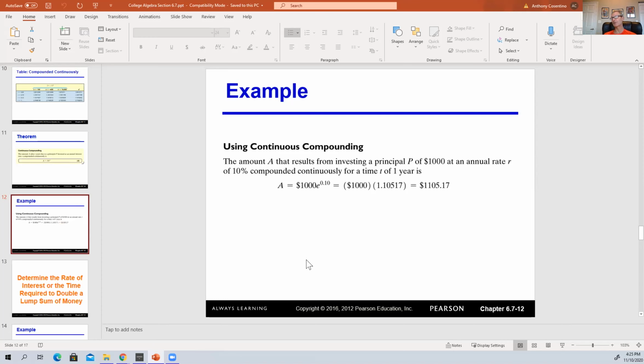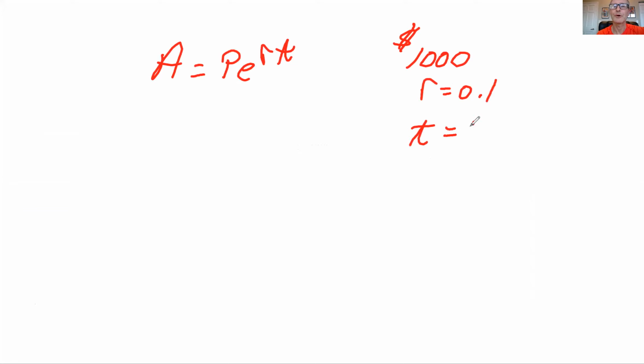So you just plug them in. So it'd be 1,000 e to the 0.1 times 1. And so let me just pull up the whiteboard here and make sure that everybody knows how to plug these in. So again, we have A equals P e to the rt. And in this case, we had 1,000 for P, r is 0.1, and t equals 1, and it's compounded continuously. So A would be 1,000 e to the 0.1 times 1.